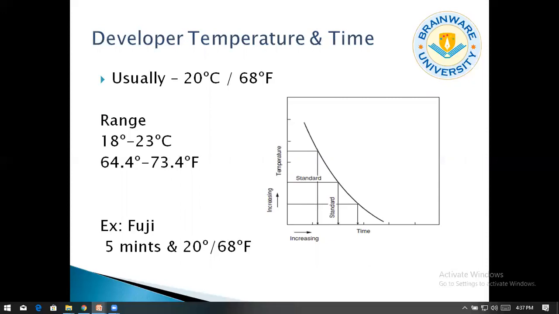So the image density and contrast of a radiograph are remarkably influenced by the development time and temperature. The temperature and time can vary with the specification of different manufacturers. For example, you can see Fujifilm mentions the time and temperature for developing a single film: 5 minutes at 20 degrees centigrade and 68 degrees Fahrenheit.